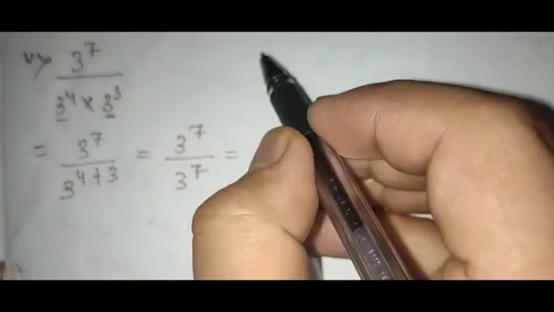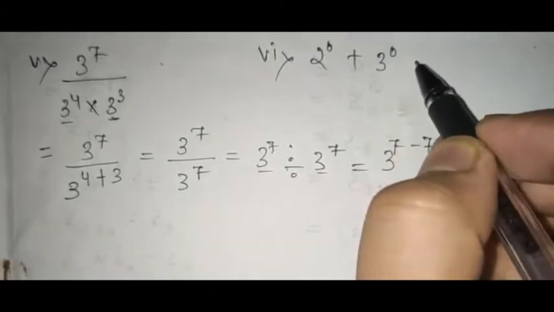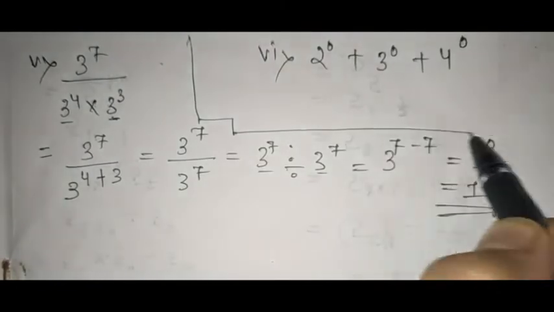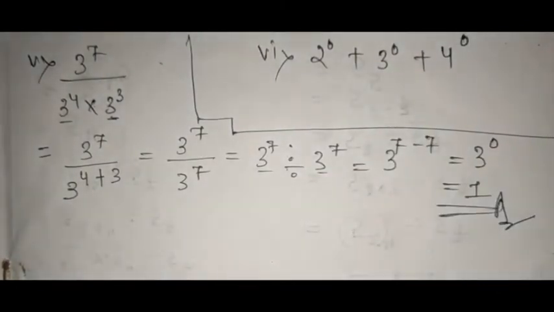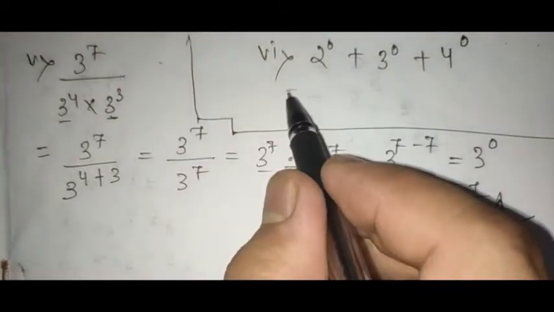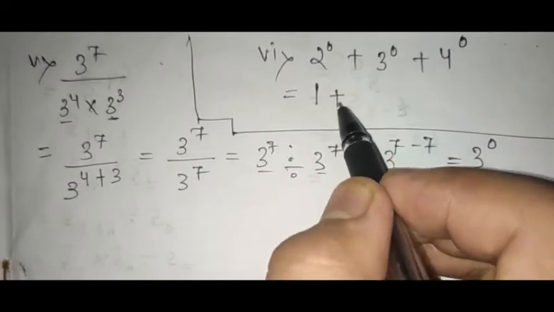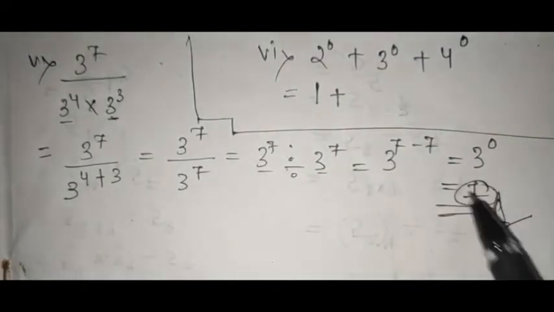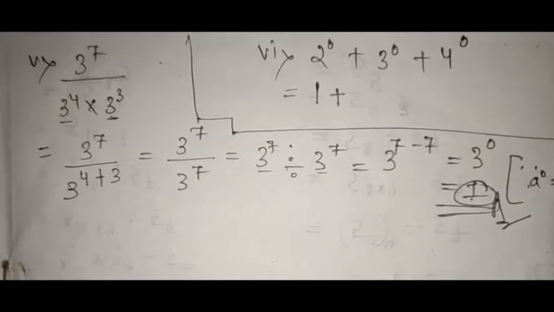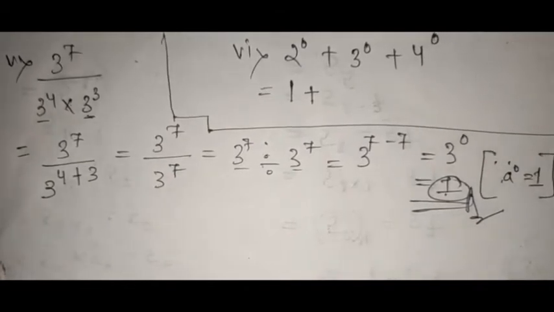Okay, proceeding to part 6 also. Let me write the question: 2 to the power 0, 3 to the power 0 plus 4 to the power 0. So this is for part 5. Now I'll be solving the part 6 question of question number 2, exercise 13.2. Okay, so you all know that 2 to the power 0 means 1, as I've told you. Over here also I'm going to write a to the power 0 is equal to 1. A to the power 0 means 1, right? So do not forget to mention that.